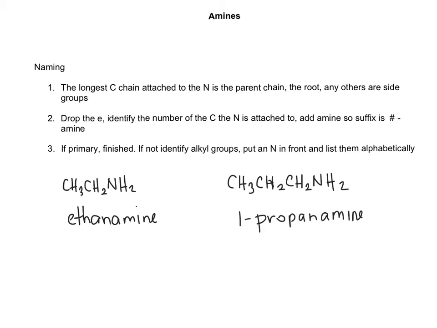propanamine. If the middle carbon, then this structure, here's your three carbon chain, but it's bonded to the middle carbon, so carbon number 2. This one would be called 2 propanamine.